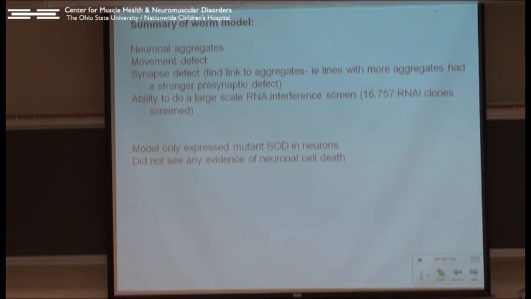Yep. So actually, the RNAi targeting the chaperone is worsening the phenotype by enhancing the amount of the aggregate formation, right?